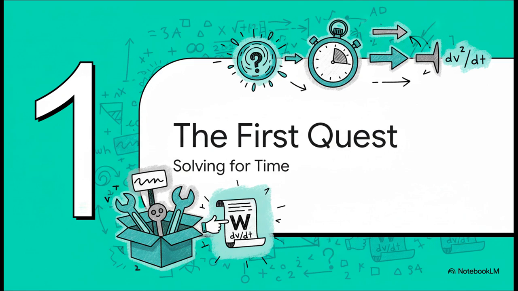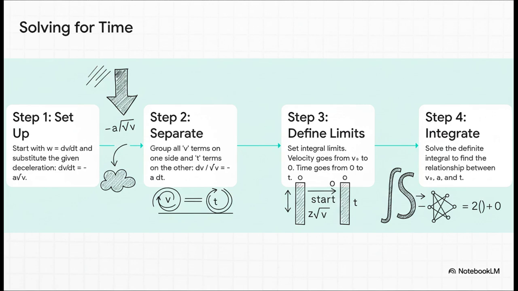Okay, let's gear up for our first quest, finding the total time it takes for the particle to grind to a halt. So looking at our toolkit, which one are we going to grab? If you're thinking the time tool, w equals dv/dt, you are absolutely spot on. Let's put that thing to work. All right, so the key here is just breaking this down into 4 really clear steps. First up, we set up the equation. We grab our tool, dv/dt, and we set it equal to the deceleration from the problem, which is negative a times the square root of v.